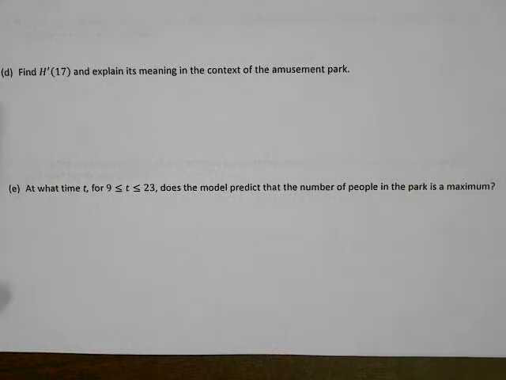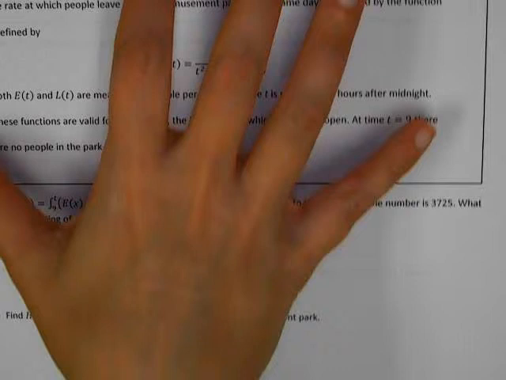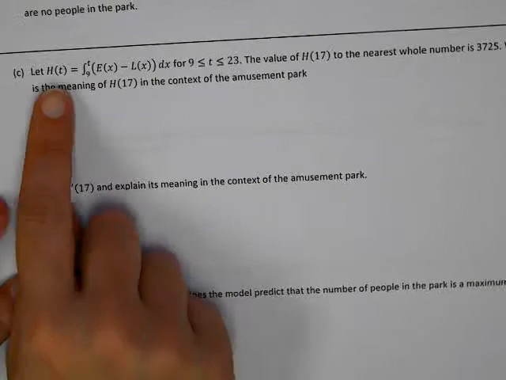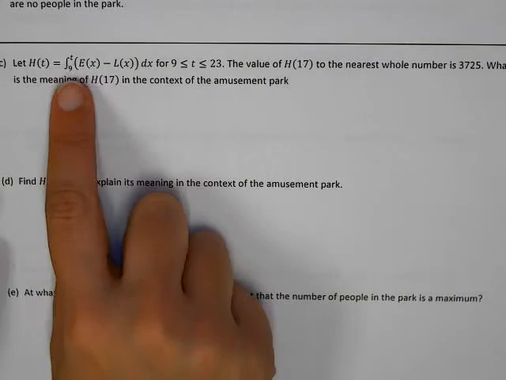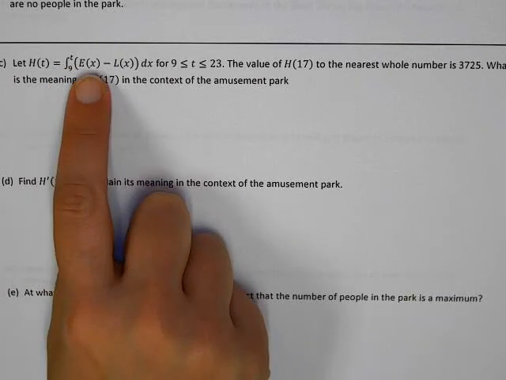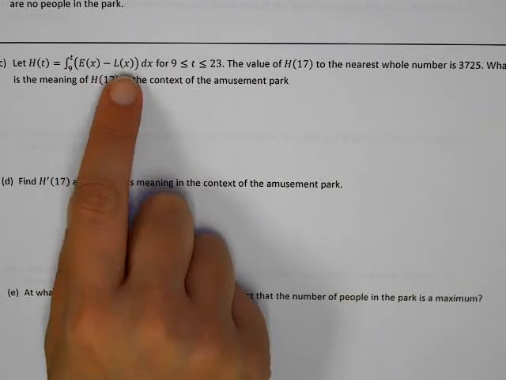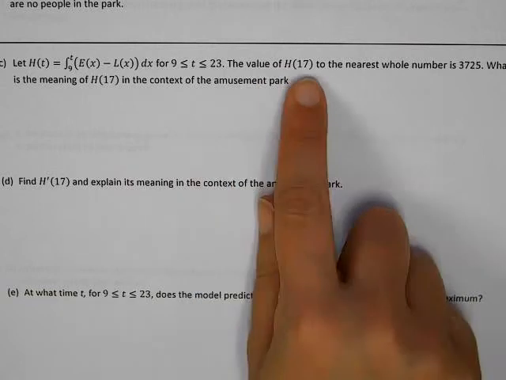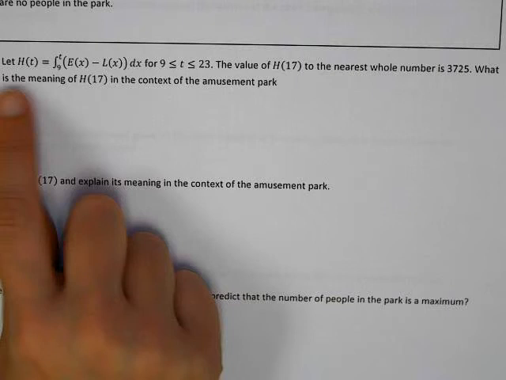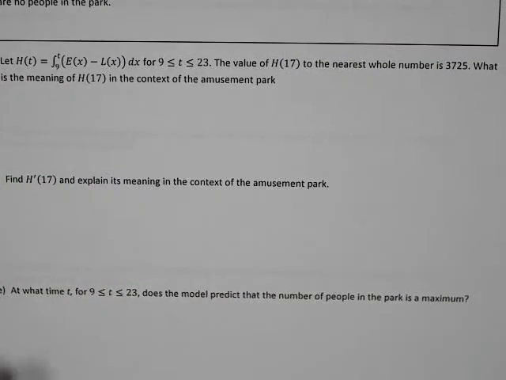Now, again, same exact thing. I just retyped it so we didn't have to keep flipping back and forth to look at the equations. Let's let h of t be the integral from 9 to some number, wherever we decide to stop, of the E function minus the L function. The value of h of 17 is 3,725. What is the meaning of h of 17?